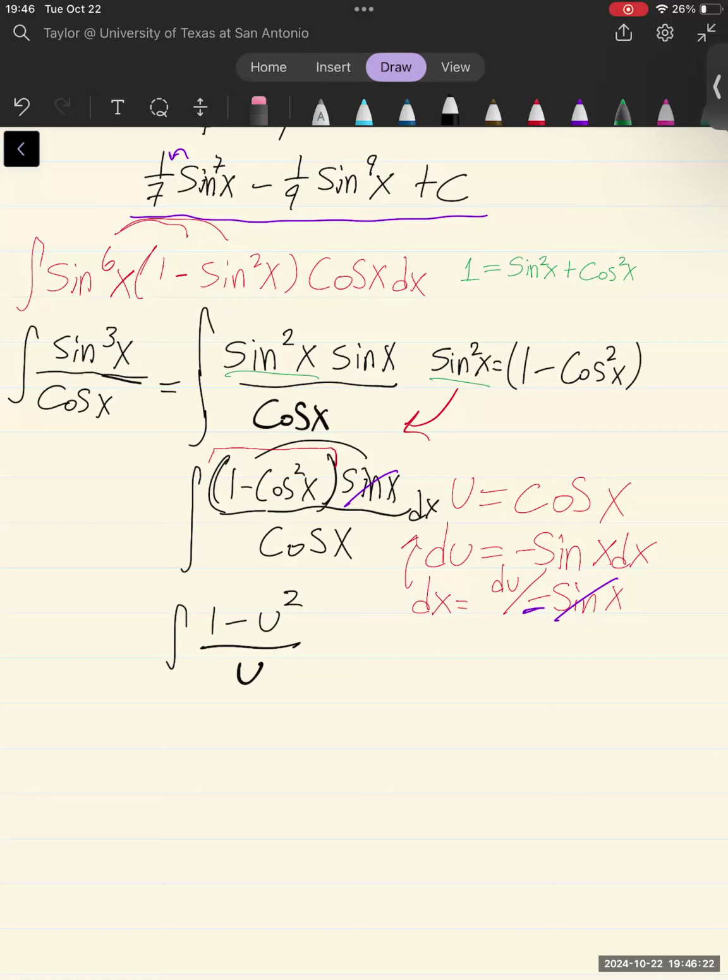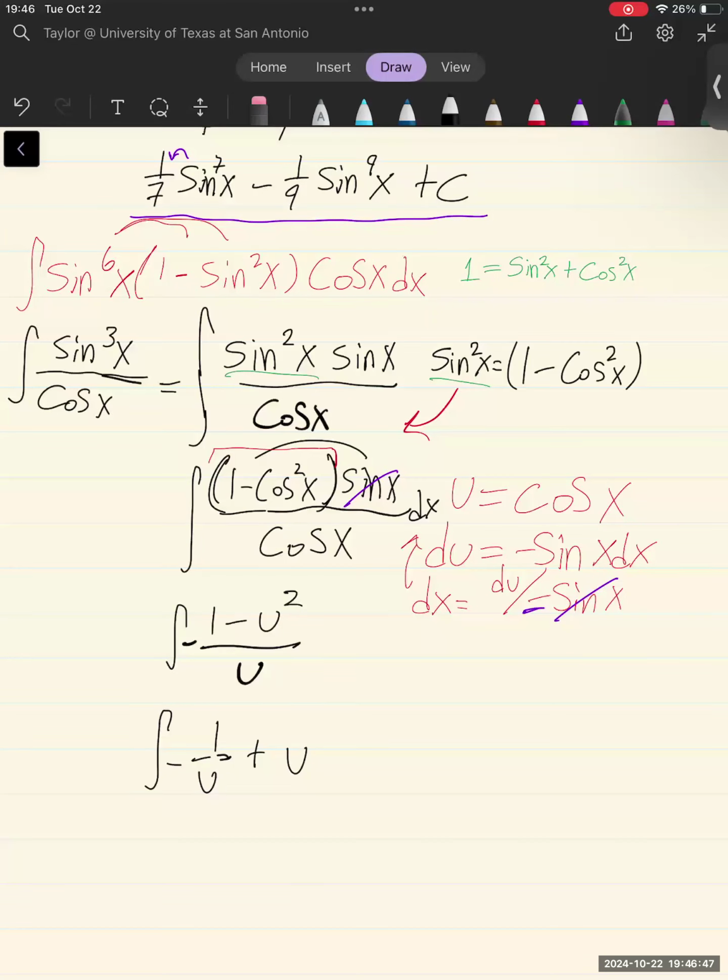I'm missing a minus sign here. All right, so now what I can do is common denominator, I can split these apart. So I have negative 1 over u and u squared over u, plus u. Do you know where the plus came from? We good on that?